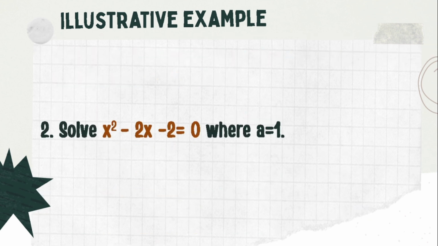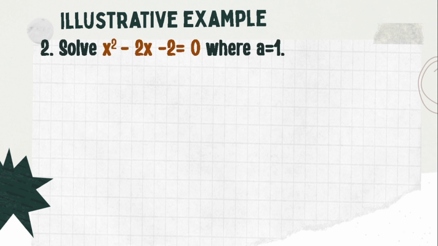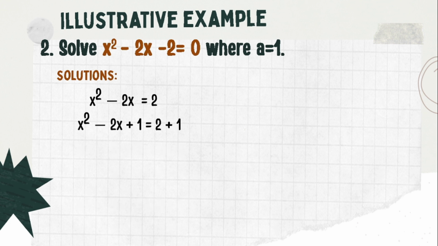Example number 2. Solve x squared minus 2x minus 2 is equal to 0, where a is equal to 1. Here is the solution. First, separate the constant from terms containing x. That is, x squared minus 2x is equal to 2. Next, add 1 to both sides of the equation. So that is, x squared minus 2x plus 1 is equal to 2 plus 1 to make the left side a perfect square trinomial. Next, factor the left side.